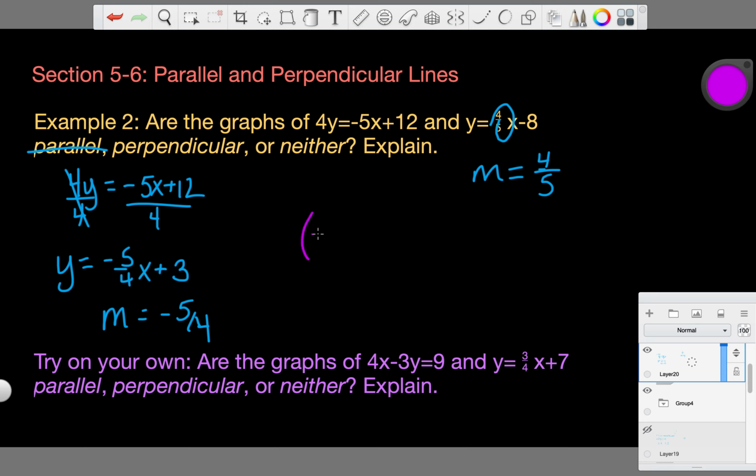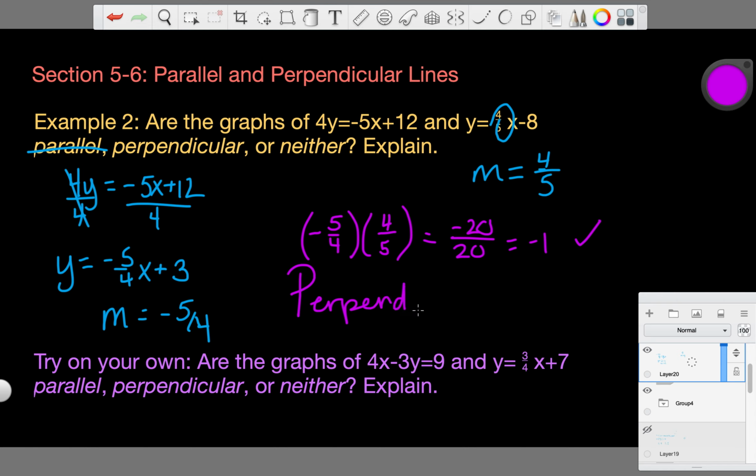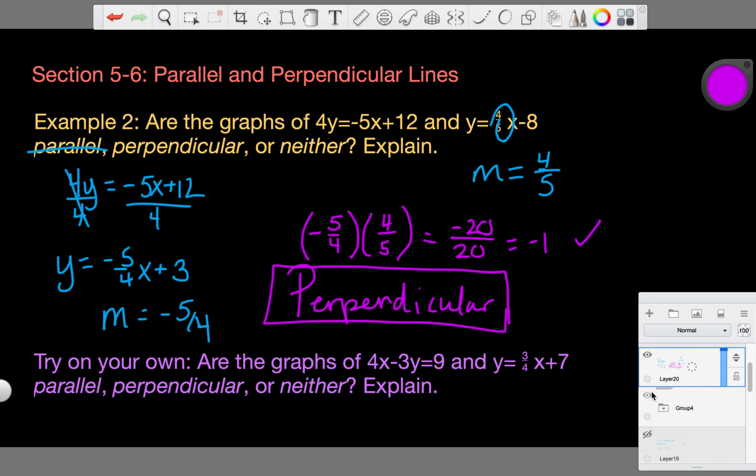So we're going to multiply -5 over 4 times 4 over 5 and see if we get -1. -5 times 4 is -20, divided by 4 times 5, which is 20. So we end up with -1, which means that our lines are perpendicular. And the reason is because the slopes are opposite reciprocals of each other. I just don't have enough room to write that. Again, you guys are going to do the same thing for the problem right under this. Solve for y, get y alone, and see if your lines are parallel, perpendicular, or neither by looking at your slope.